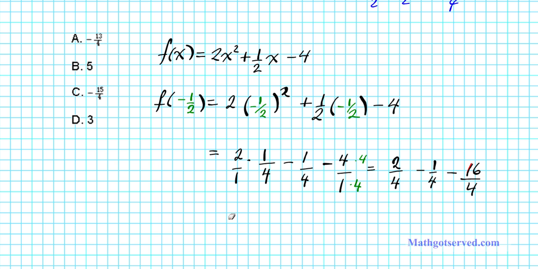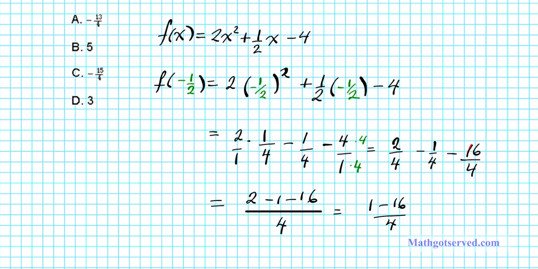Now we're going to have 2 minus 1 minus 16. We can write it as a combined fraction since all the denominators are identical. The denominators are all 4. Okay, so 2 minus 1 is 1, minus 16 over 4. And then 1 minus 16, we subtract and keep the sign of the bigger of the two, which is negative. So negative 15 over 4 is your final answer. Option letter C.